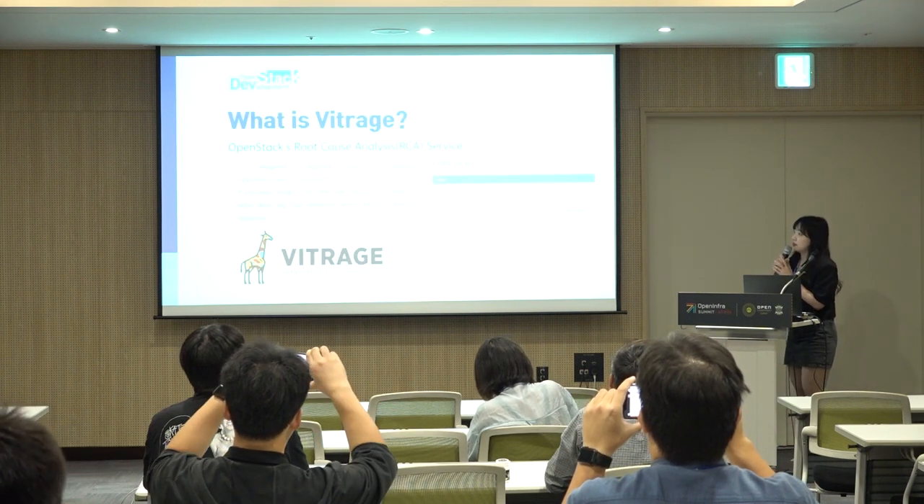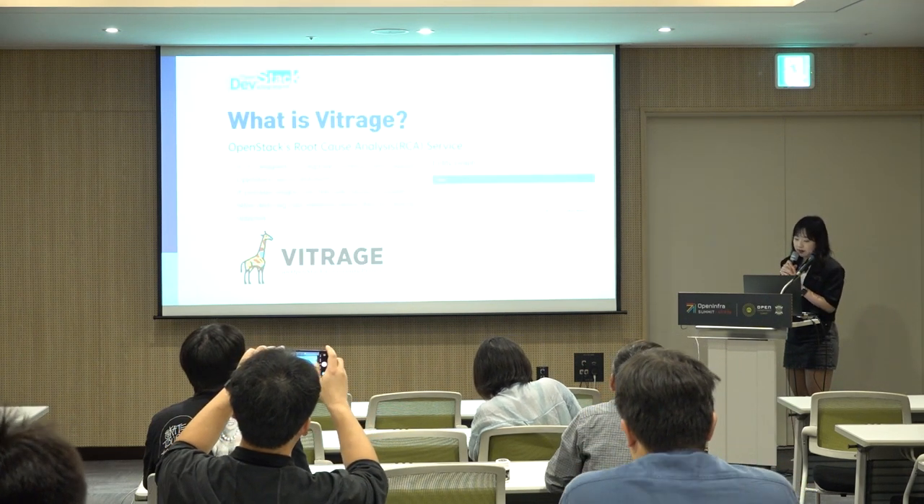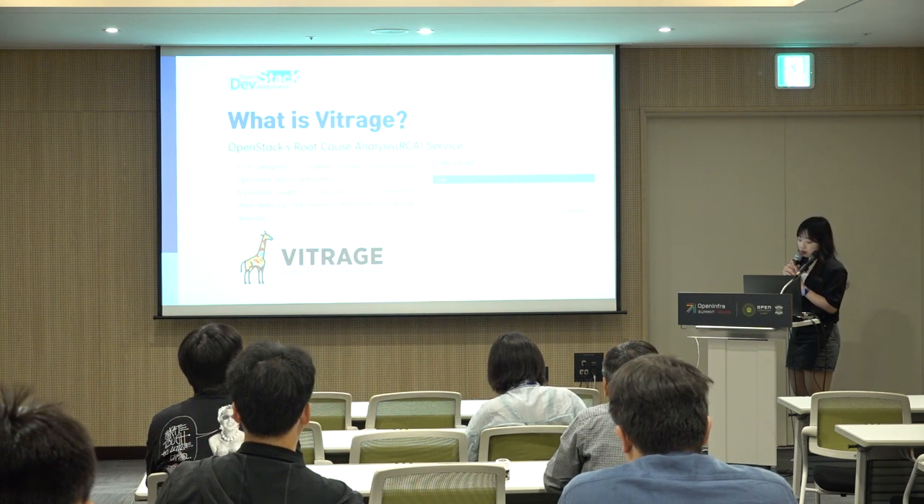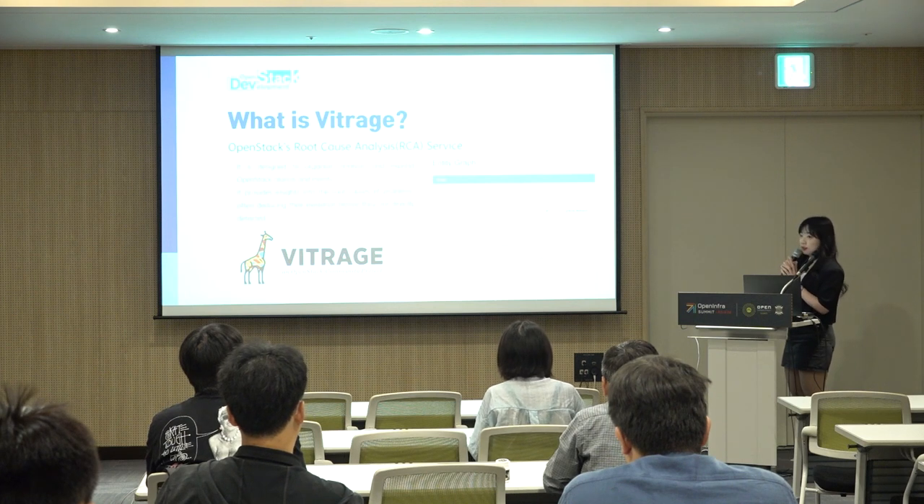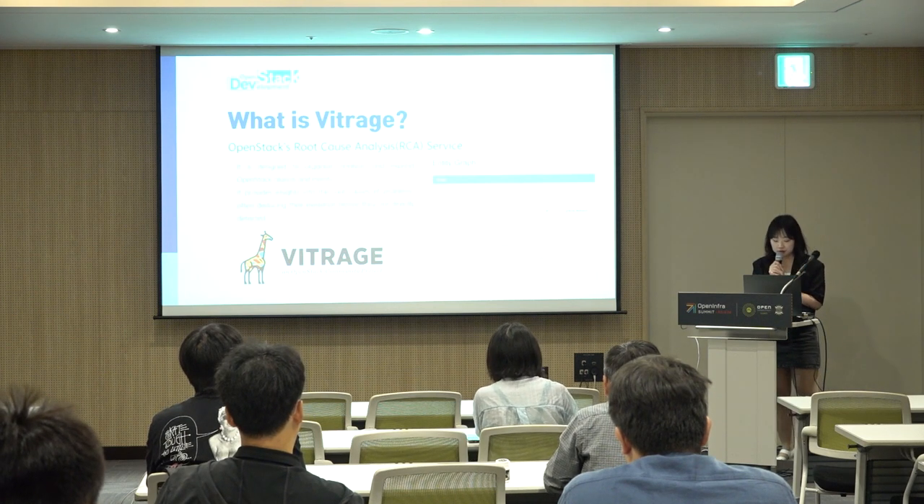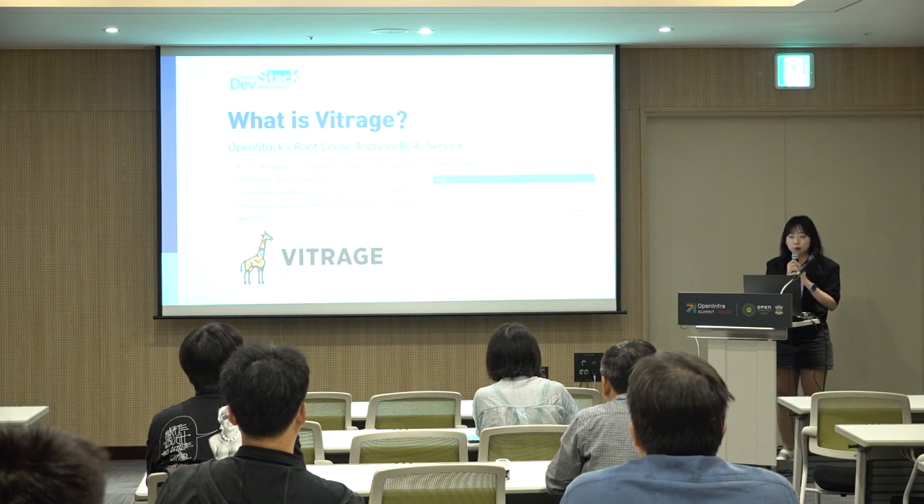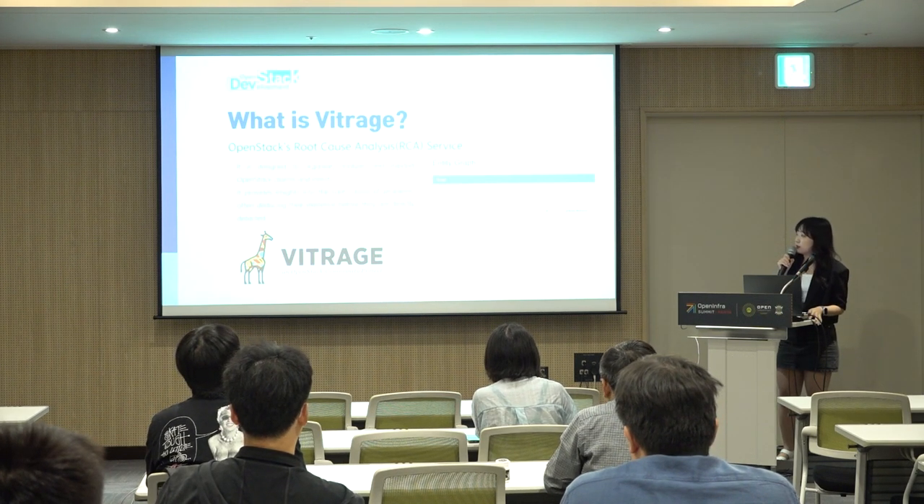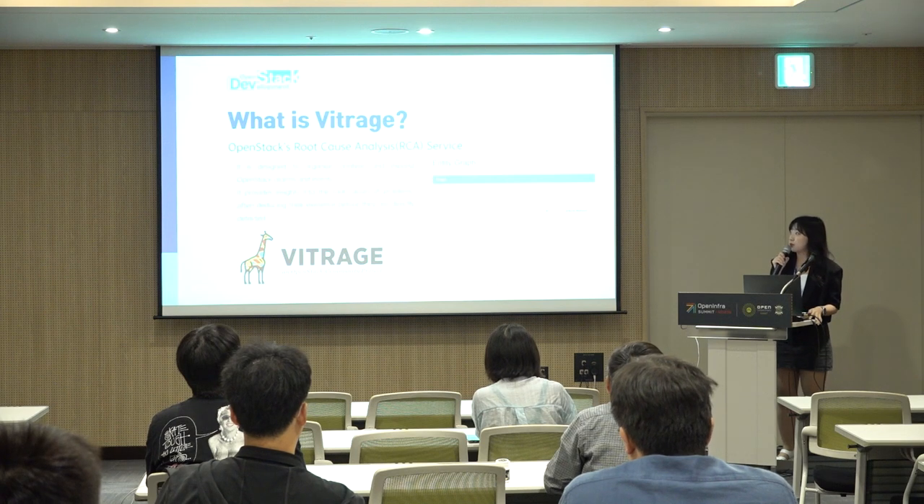Vitrage is OpenStack's root cause analysis service, RCA. RCA is the process of discovering the root causes of problems in order to identify appropriate solutions. It is designed to organize, analyze, and expand OpenStack alarms and events. Also, it provides insights into the root causes of problems, often deducing their existence before they are directly detected.